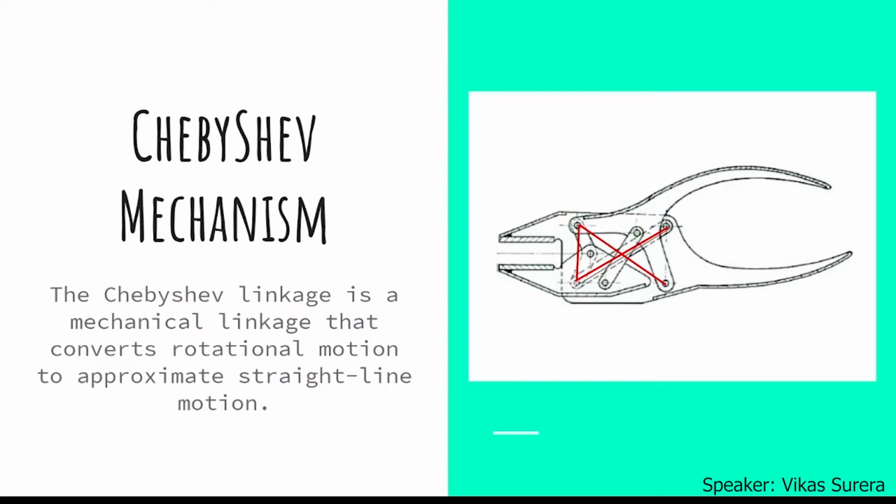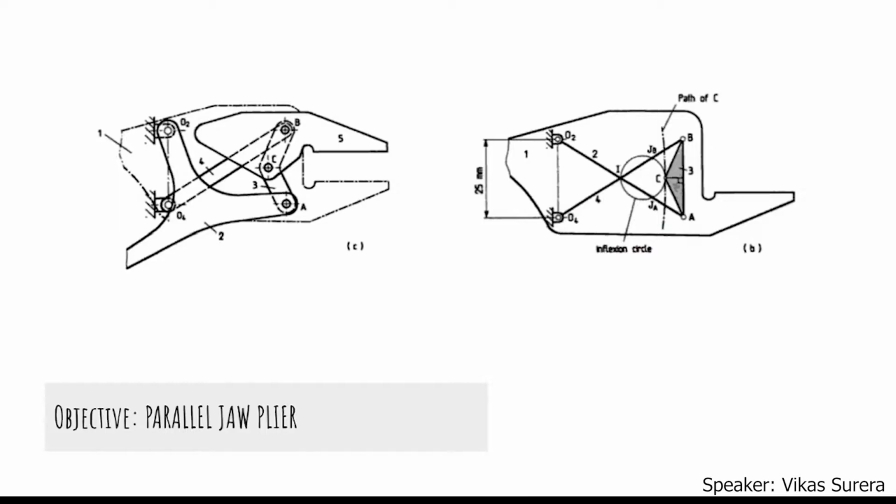A Chebyshev mechanism is a mechanism which converts rotational motion to an approximately straight line motion. The Chebyshev mechanism can easily be identified in the plier mechanism as shown in the figure. Our objective is to synthesize and simulate the parallel jaw plier.